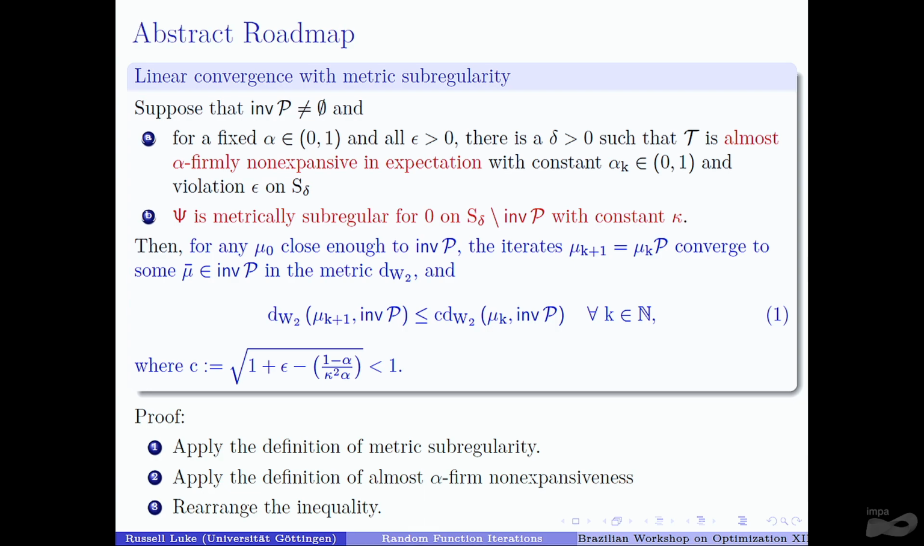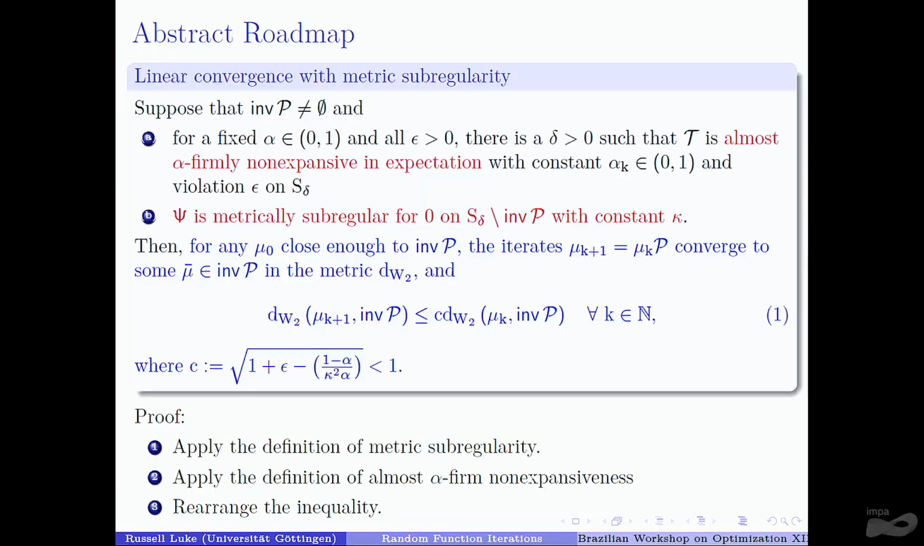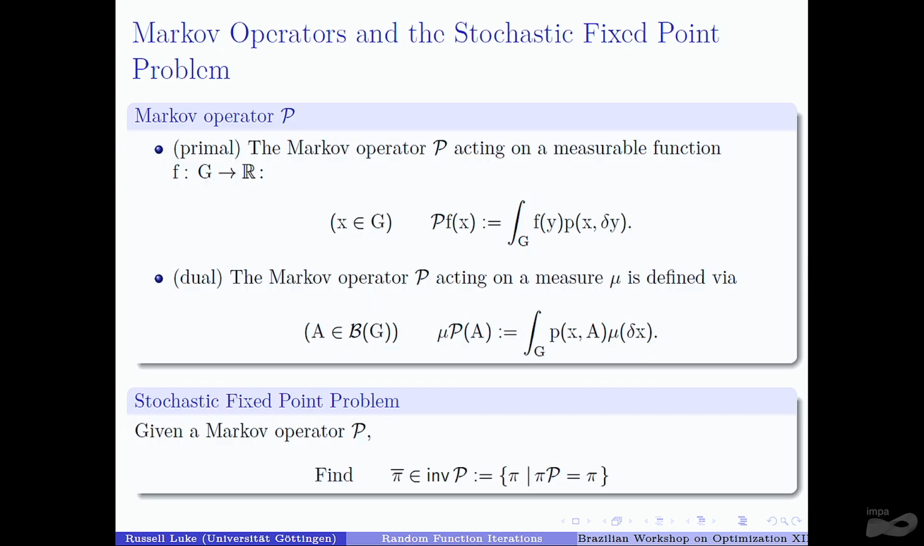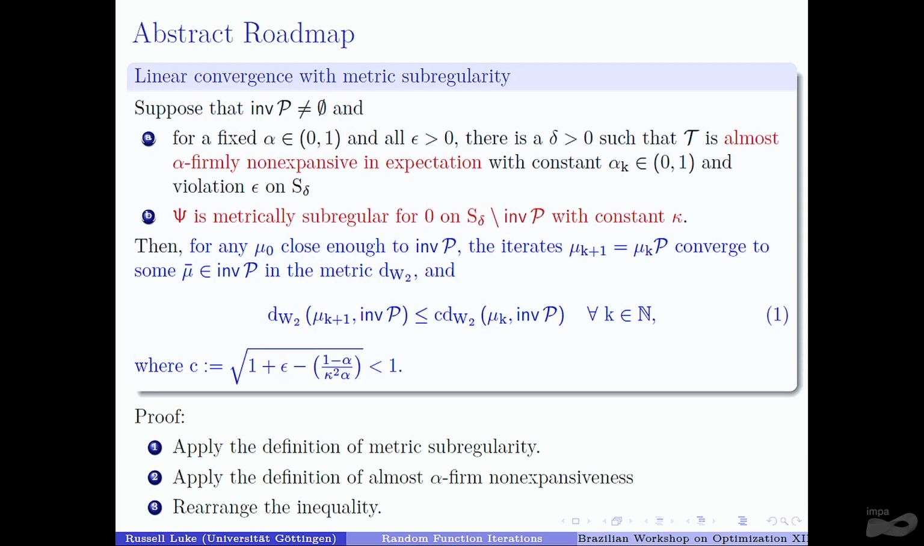You see here that this thing is going to be less than 1 as long as I can balance out, or cancel out, the violation of alpha firm non-expansiveness through the metric subregularity modulus associated with the residual mapping. I'll define these in a minute, but this is like a meta theorem because the proof is just applying the definitions. These are properties, they have definitions, they involve inequalities. So the first step, you apply the definition of metric subregularity, then you apply the definition of almost alpha firm non-expansiveness, you rearrange the inequality, and you get this inequality. So it's very formal. The easy part is proving this theorem.